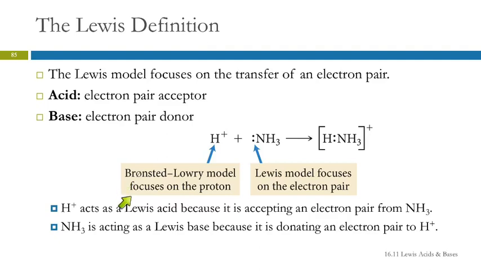The Bronsted-Lowry model focuses on the proton. Are we accepting or donating a proton? The Lewis model focuses on the electron pair. So this is a base, ammonia. It has a lone pair of electrons. It can donate those electrons to the hydrogen ion and form a bond. So the hydrogen ion is acting as a Lewis acid because it's accepting the electrons. The ammonia is acting as a Lewis base because it's donating the electron pair.